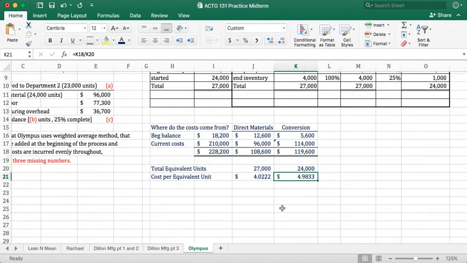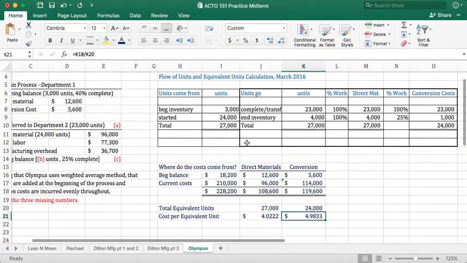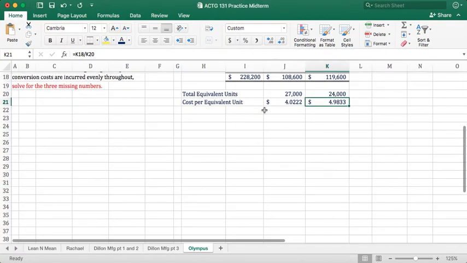So the cost per equivalent unit for direct materials is $4.02. And the cost for conversion, the cost per unit, is $4.98 and some fun stuff there. Okay, so now that we know where the costs come from, we have to figure out what to do with these costs. So now, what is the cost of these items that were completed and transferred?